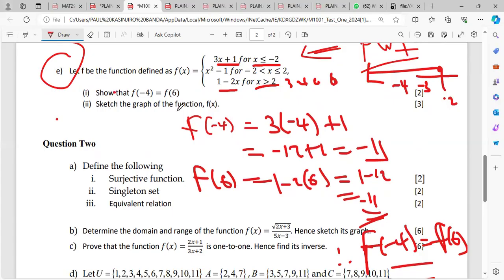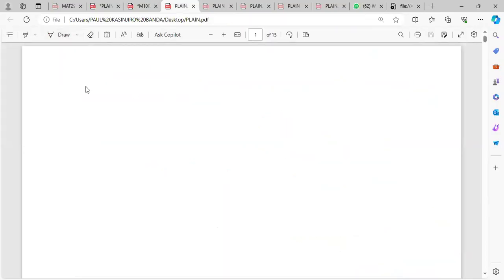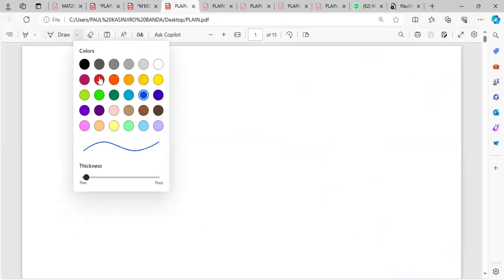Okay, so now where the big work is, is where you are graphing. They are saying sketch the graph of f of x. So this is a piecewise function, meaning we are going to sketch it in steps or in stages. So we're first going to sketch the first graph in that region, then sketch this graph in this region, and sketch that graph in that region. Let me go to a new page here, then write my piecewise function.